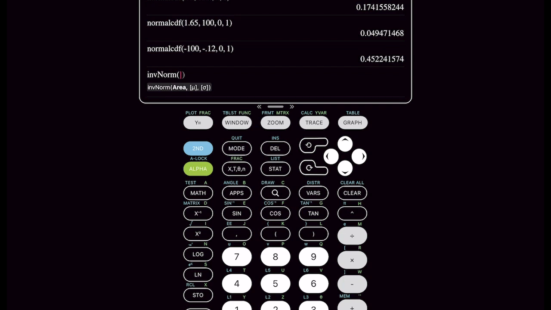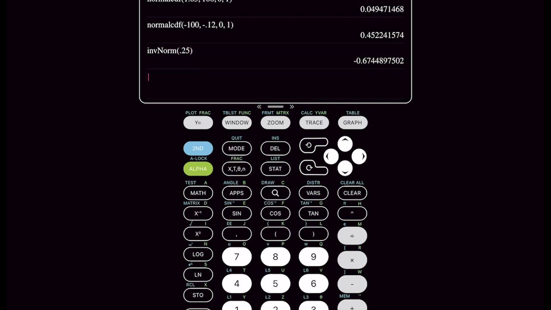Okay, and I'm gonna type in my percentage. So I'm looking for the SAT math score that has 25% of the scores below it. So I'm gonna type in 0.25 and then just hit enter. And it gives me negative 0.6745. So that represents the z-score.